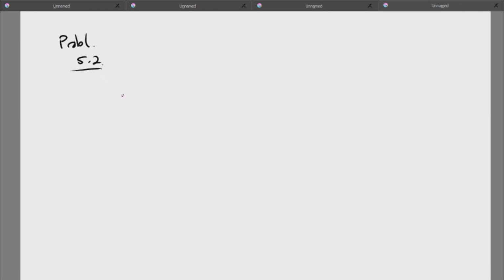So 5.2, I think we've done the first one. So let's go with number 4 maybe. That's interesting enough. So now, I'll write my function here, sure. Negative 4x to the power of 5 plus 3x squared minus 5 over x squared.